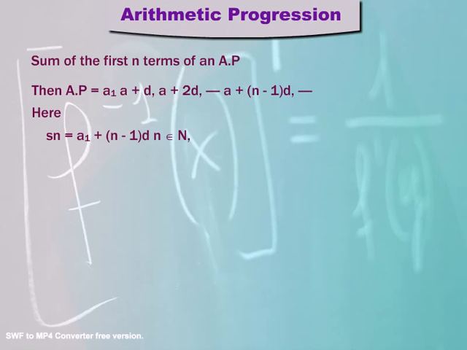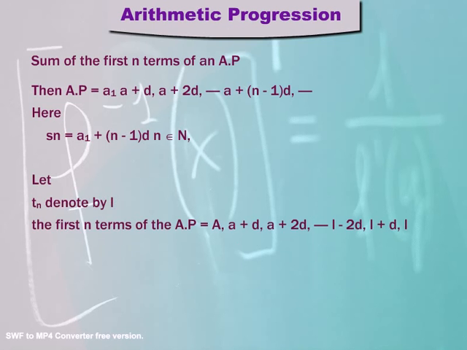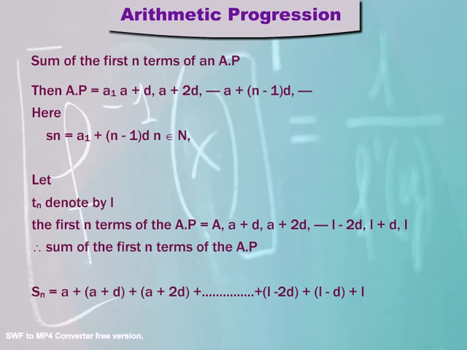Tn equals A plus n minus 1 into D, n belongs to N. Let Tn be denoted by L. Then the first n terms of the AP are A, A plus D, A plus 2D and so on till L minus 2D, L minus D, L. Therefore, the sum of the first n terms of the AP is given by Sn equals A plus A plus D plus A plus 2D and so on till L minus 2D plus L minus D plus L.